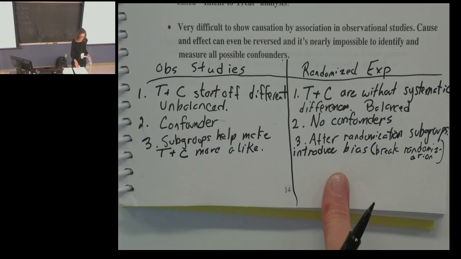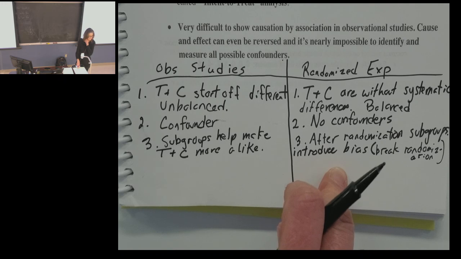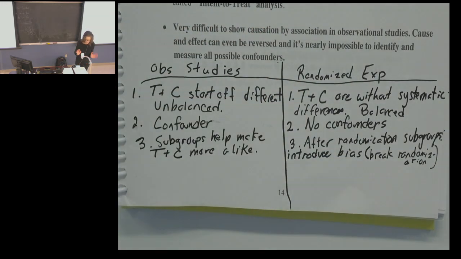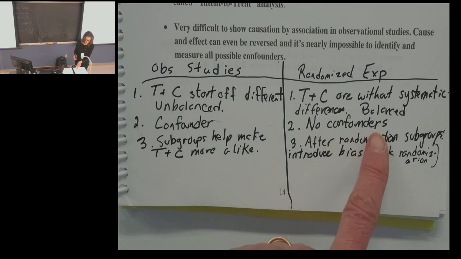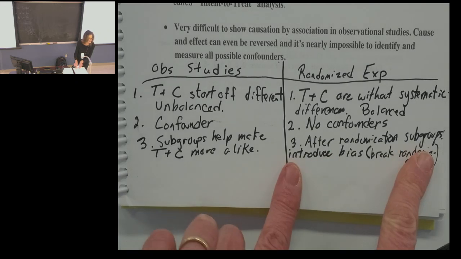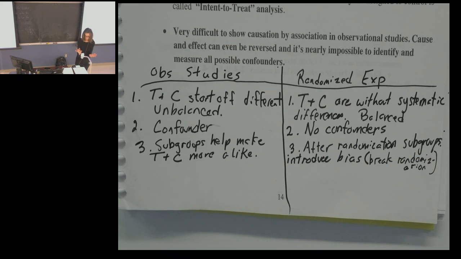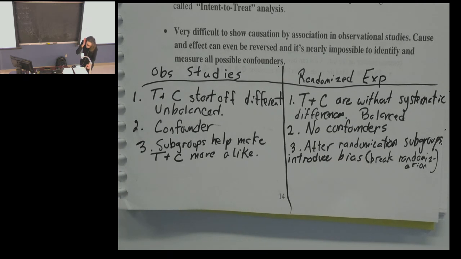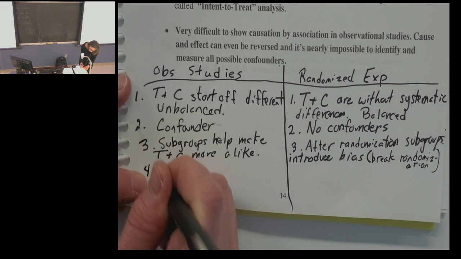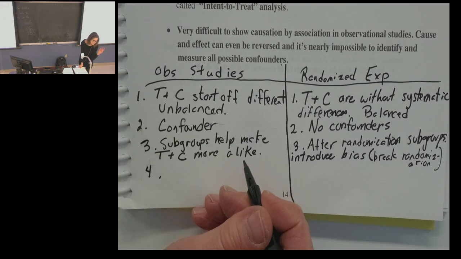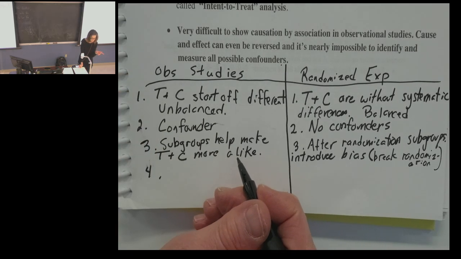So it's fine if you block first. You can block first, but after the randomization, don't. After they're assigned to treatment and control, don't break into subgroups, okay? And so here, you break into the subgroups and compare subgroups, right? That's what we do with the stratification here.